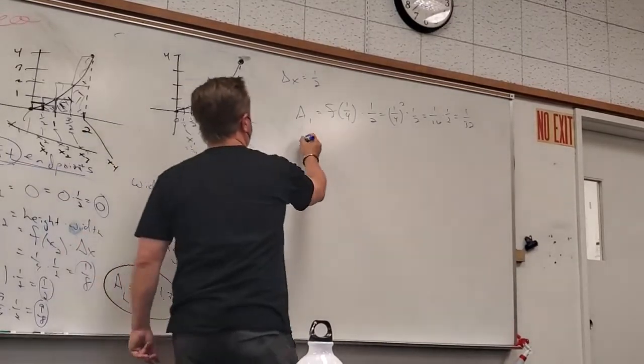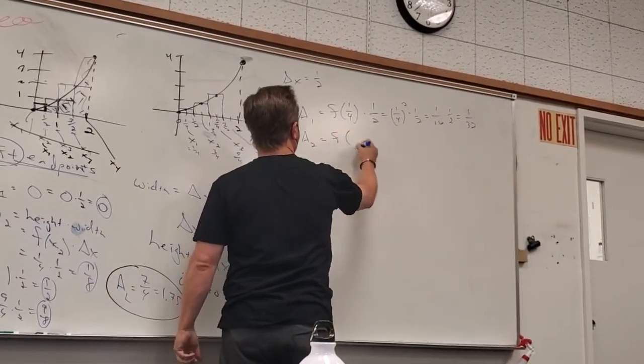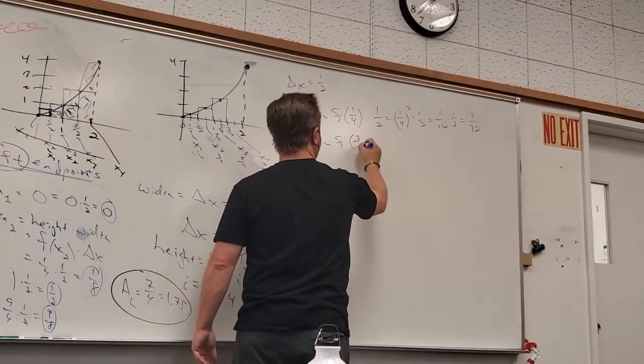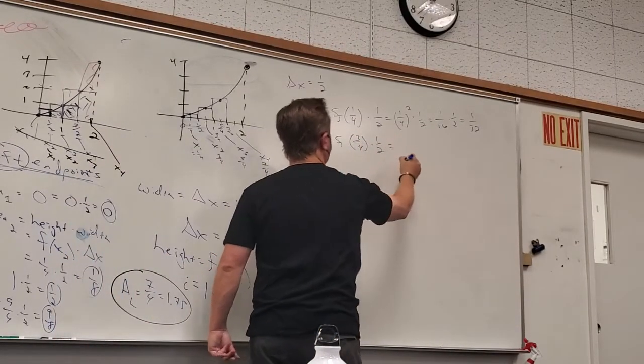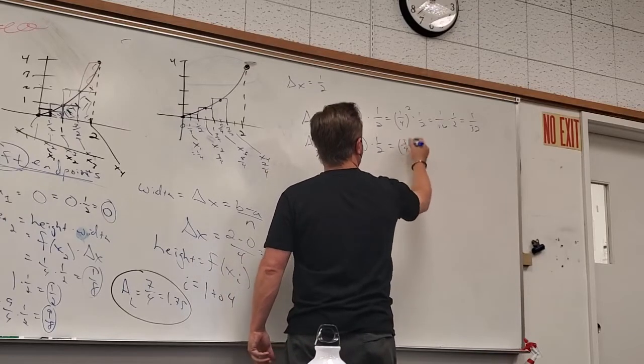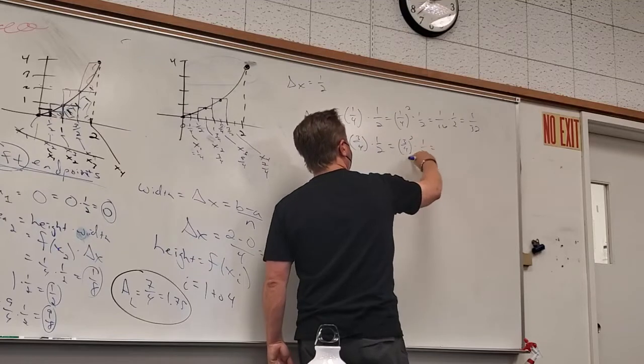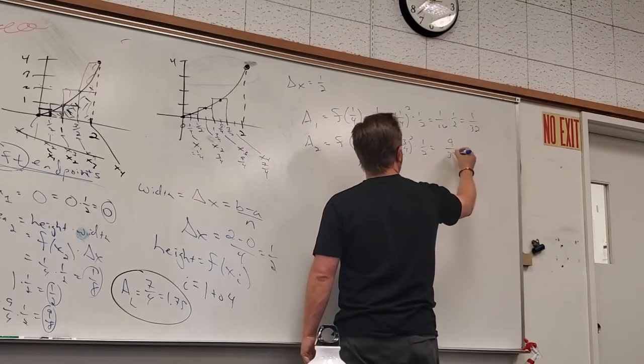So what about the second rectangle? It'll be f of what? 3/4. 3/4 times 1/2. 3/4 squared times 1/2. 9/16 times 1/2 is 9/32. Is that cool?